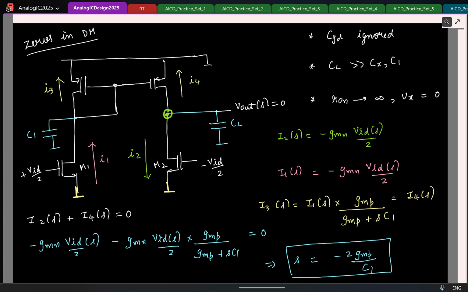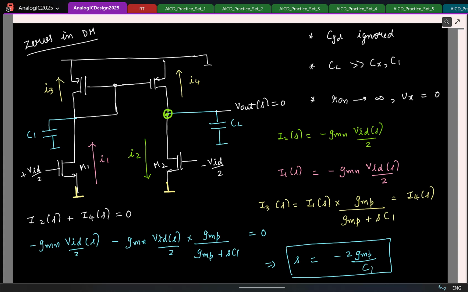So is it clear how we found the location of 0? Finding location of 0 is simple. You just assume that the V out in the Laplace domain is 0 and then apply KCL. That's it. You try to solve for the circuit, but instead of solving for the node voltage, you find the complex frequency S. That's all. Is it okay?